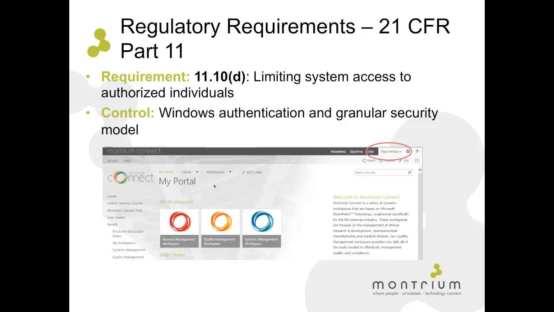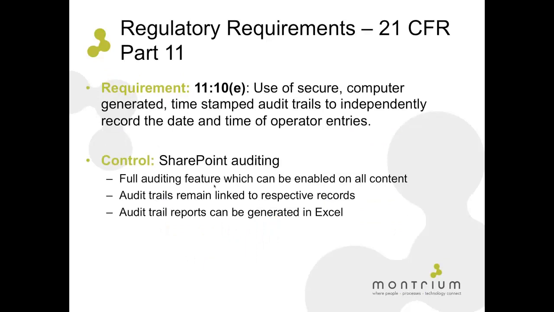11.10(e), use of secure, computer-generated, time-stamped audit trails to independently record the date and time of operator entries. SharePoint has an auditing feature that needs to be switched on, and you typically enable this for the various content types that you want to manage within SharePoint. The audit trail remains linked to the respective records, and this is obviously an important part of 21 CFR Part 11 compliance. We have to make sure that it's always linked. The way SharePoint uses audit trails is to generate Excel reports from the database to show users exactly what's happened on the document. This is a fairly technical export, and it's not very pretty, but it has the information that we need.